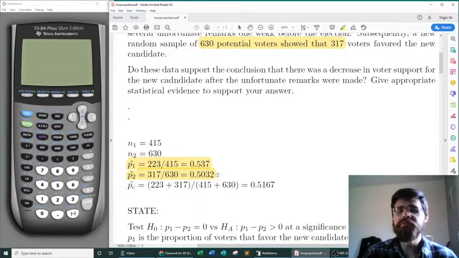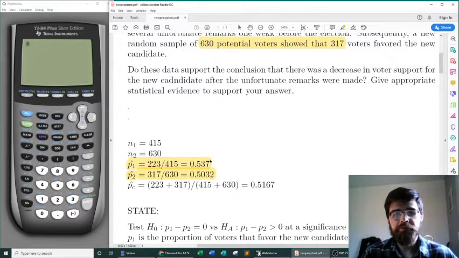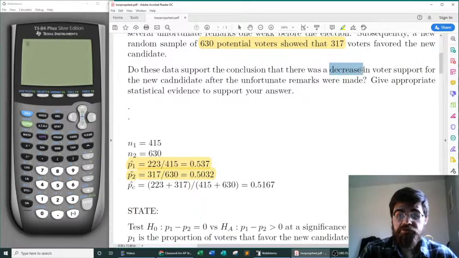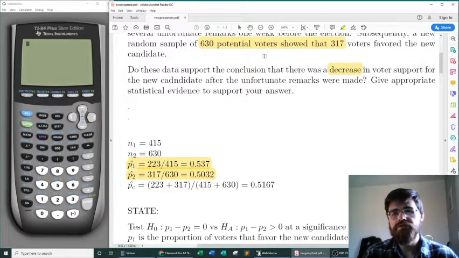So we want to know, is that 3% drop something significant that we should worry about, where this means that people are not liking their candidate as much, or is this little bit of change just due to random chance? So the problem says, do these data support the conclusion that there was a decrease in voter support? So we're specifically looking for a decrease, not just a change. And we're going to provide some statistical evidence for that. So we'll be able to actually say yes or no with some scientific evidence.